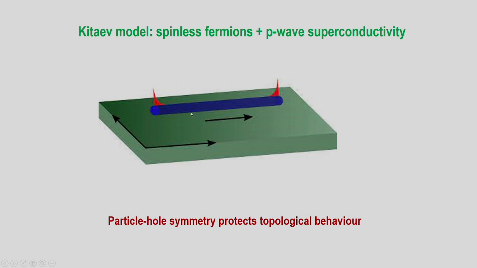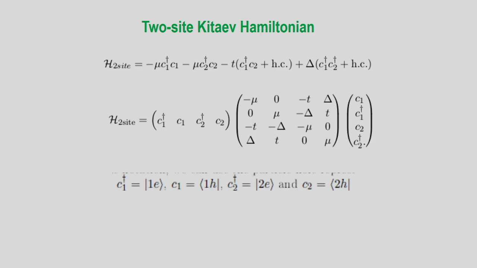The superconductivity is induced in this blue rod, the Kitaev wire or the Kitaev chain, by proximity effects. Because it is in the proximity of a superconductor, the semiconducting wire or the tight binding chain has superconductivity induced in it. And as I said, the particle hole symmetry protects the topological characteristic. This we have done in the last class.